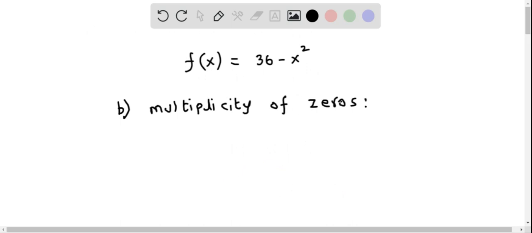Here we find the multiplicity of each zero. From part A, we determined the zeros as negative 6 and positive 6. And we also determined that negative 6 has a multiplicity of 1, and positive 6, this is another zero, and the multiplicity of this zero is also 1. So therefore we say that the multiplicity of each zero is 1.